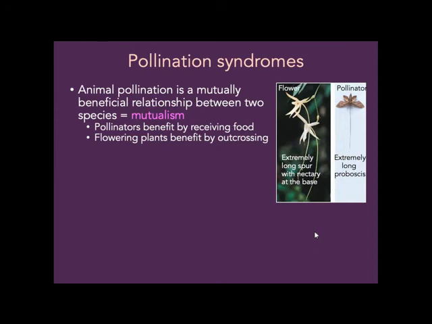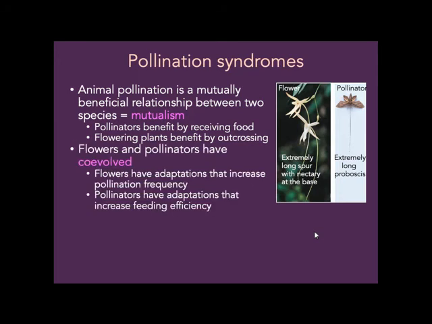Animal pollination is mutually beneficial between the pollinator and the flower. The pollinator benefits because it's getting food. Sometimes it is eating some of the pollen. Sometimes it is retrieving nectar from way down inside of the flower. And then the flowering plant will benefit by outcrossing because the insect, or the bird or beetle, can carry pollen from one plant to another plant.